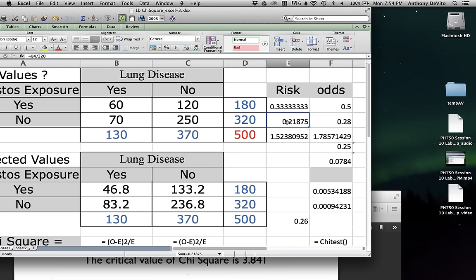So it would be like 0.33 over 0.33, right? So it'd be the same. And the same for odds ratio. We would expect the odds ratio to be 1 also. In this case, it's 1.5, 1.78. And what's the deal there?